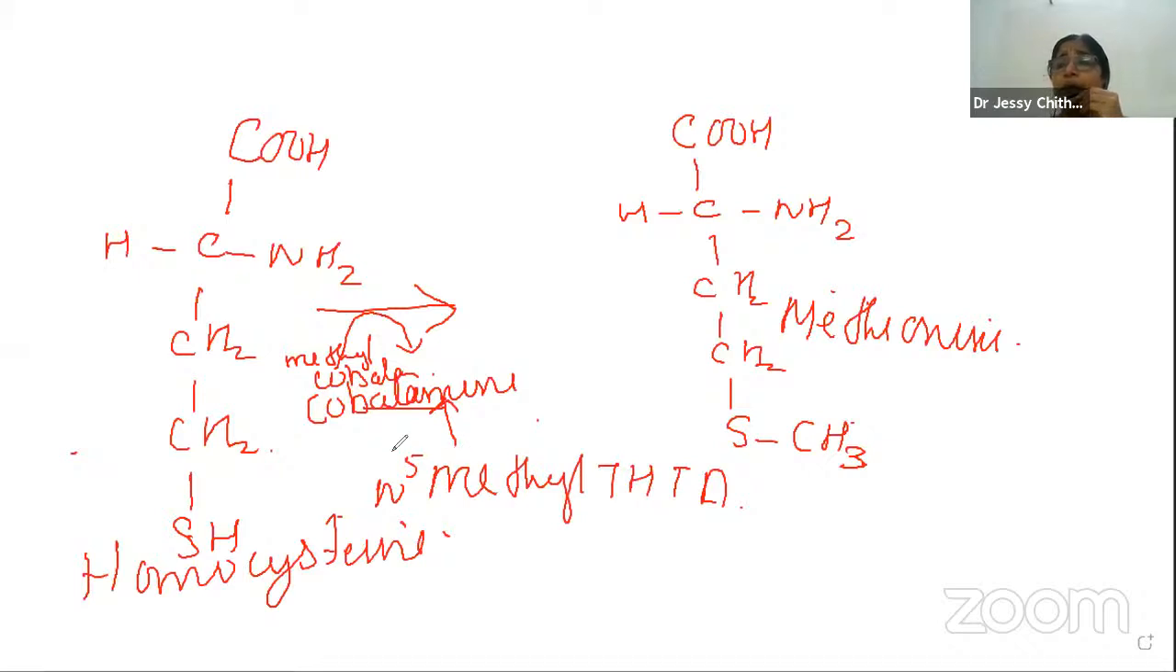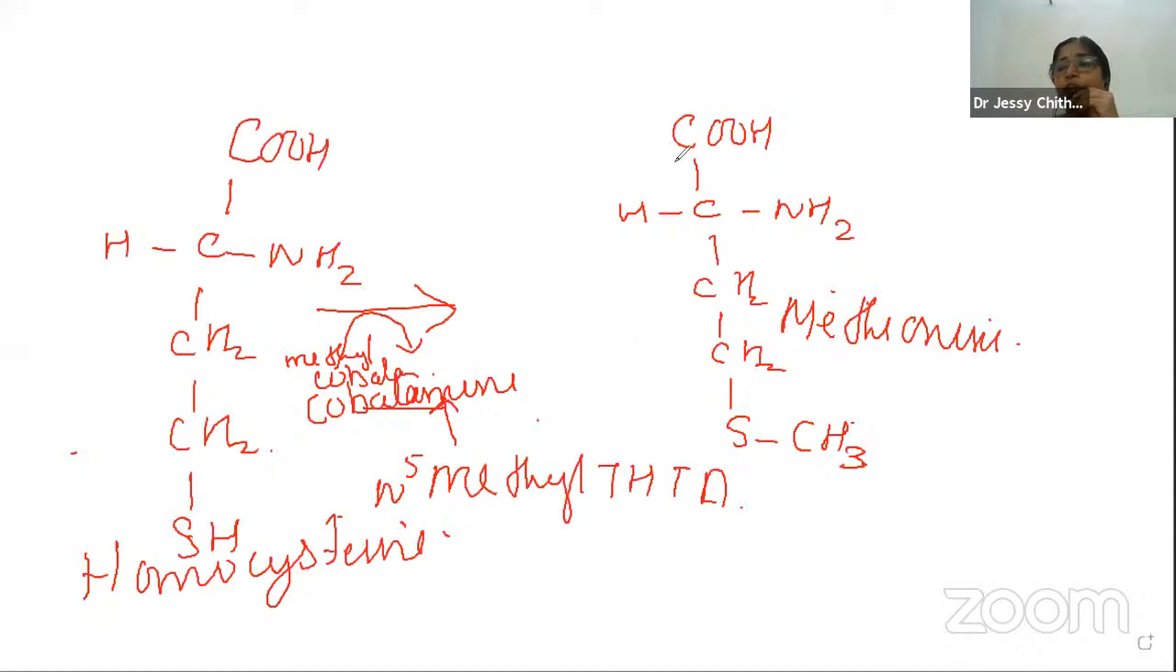So what happens in vitamin B12 deficiency? In vitamin B12 deficiency, this N5-methyl THFA will remain as N5-methyl THFA itself, since there is cobalamin deficiency and it can't be methylated. So it remains as N5-methyl THFA, causing the folate trap. We dealt with this along with one carbon metabolism; this is just a recap. That is the importance of this step. So from homocysteine, methionine can be regenerated.